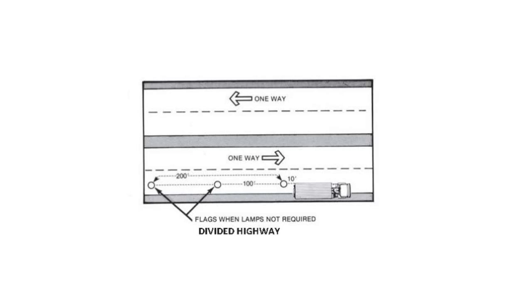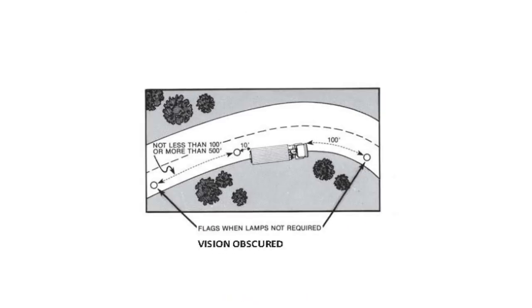Here you can see how to put flares or reflectors on a divided highway. All 3 go back, one goes 10 feet behind, another goes 100 feet back, and the third goes 200 feet back from the vehicle. And here you can see how to put your flares and reflectors when vision is obscured. One goes 100 feet in front of the vehicle, another goes 10 feet back, and the third goes not less than 100 feet but no more than 500 feet back from the vehicle.